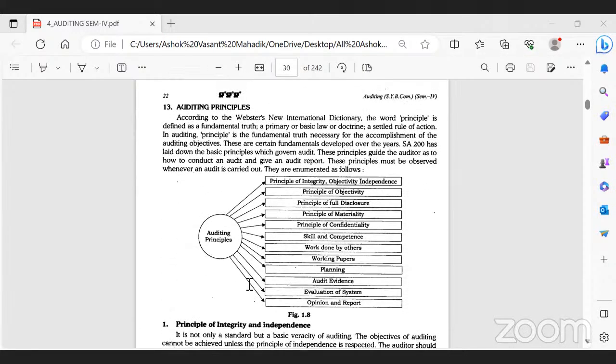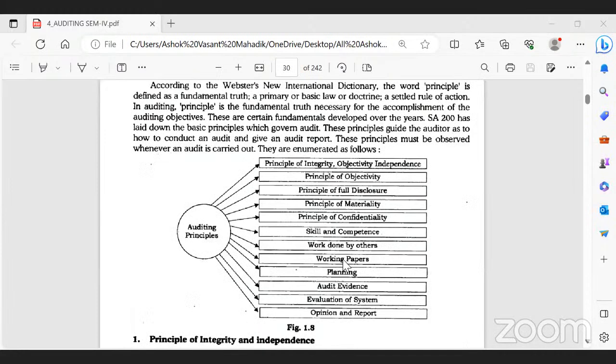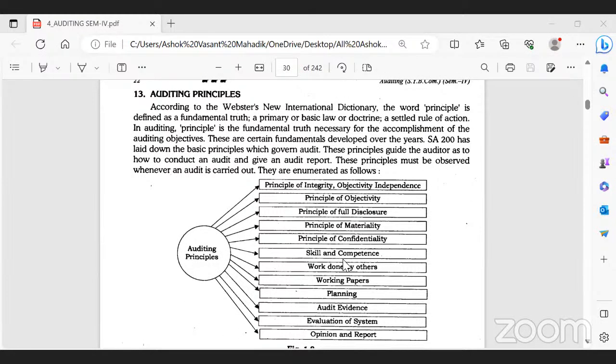This is a very important question. Principles of auditing. Even in this question, you can start your answer by writing the definition of auditing. Then you write these points. I'll explain in brief. Principles of auditing. First, integrity, objectivity, and independence. The auditor should be honest.